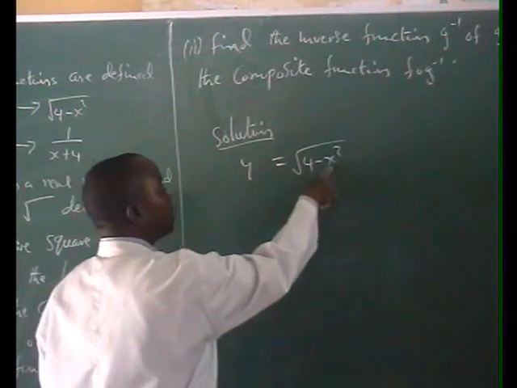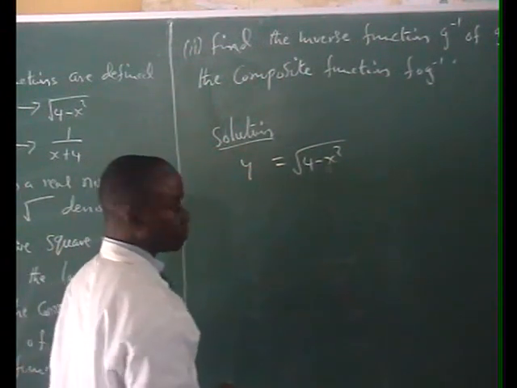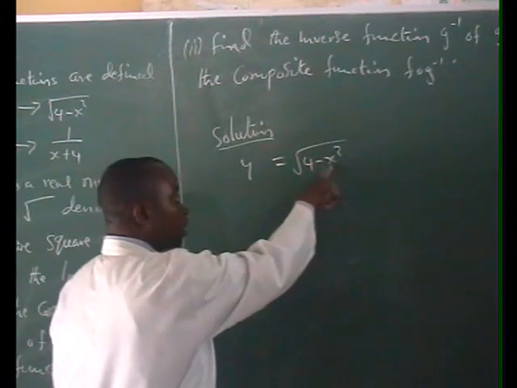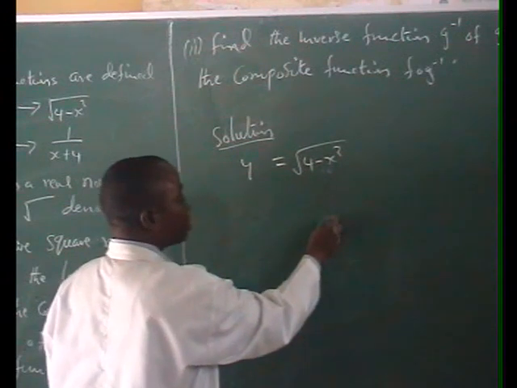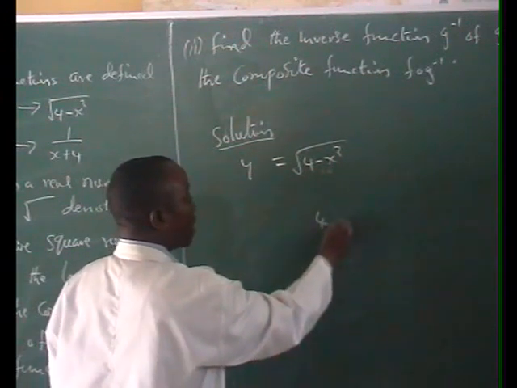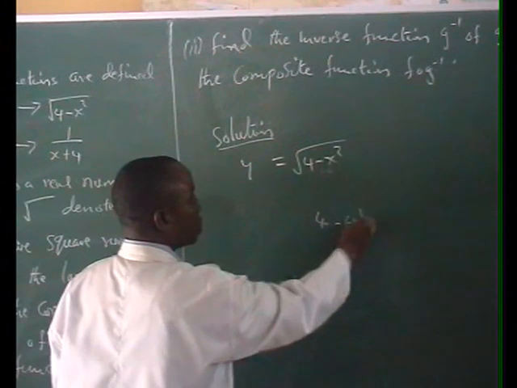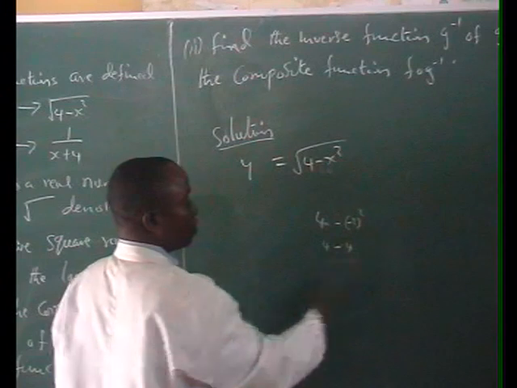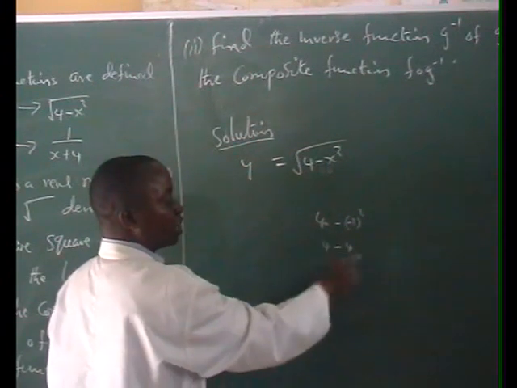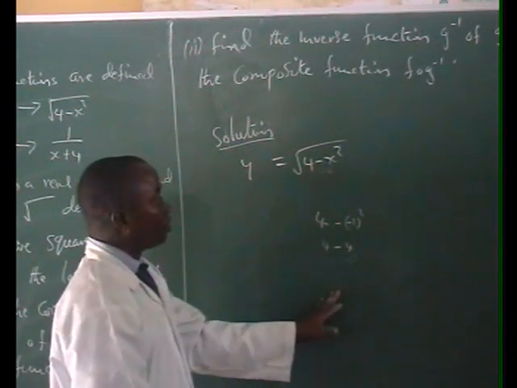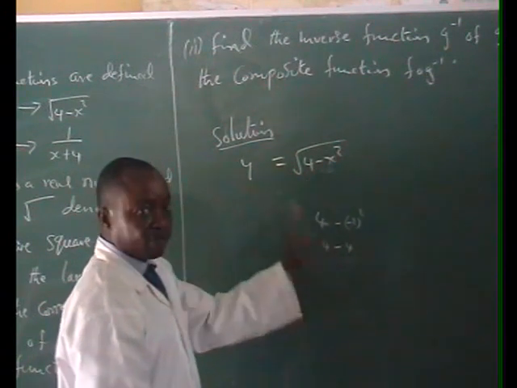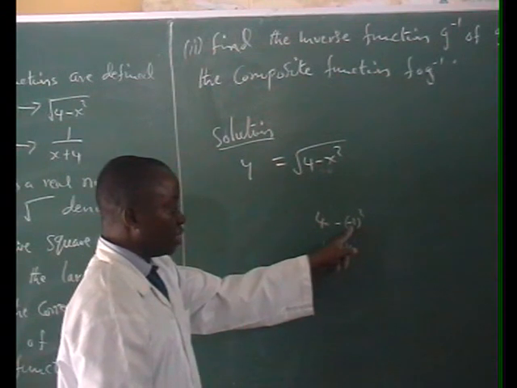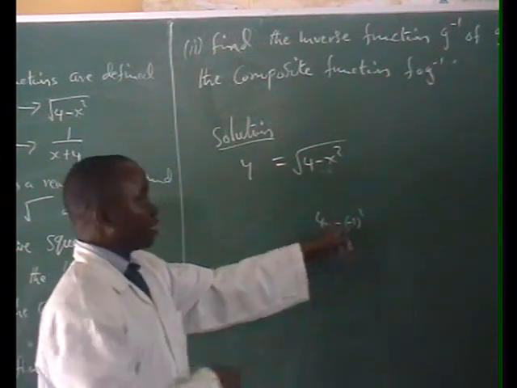Now, if we put a value of x here, let's start with minus 2. If we put minus 2 here, then we'll have 4 minus 2 squared, and that will give us 4 minus 4, because this place will be 4, which is 0. And square root of 0 is defined. So minus 2 is in the domain x.